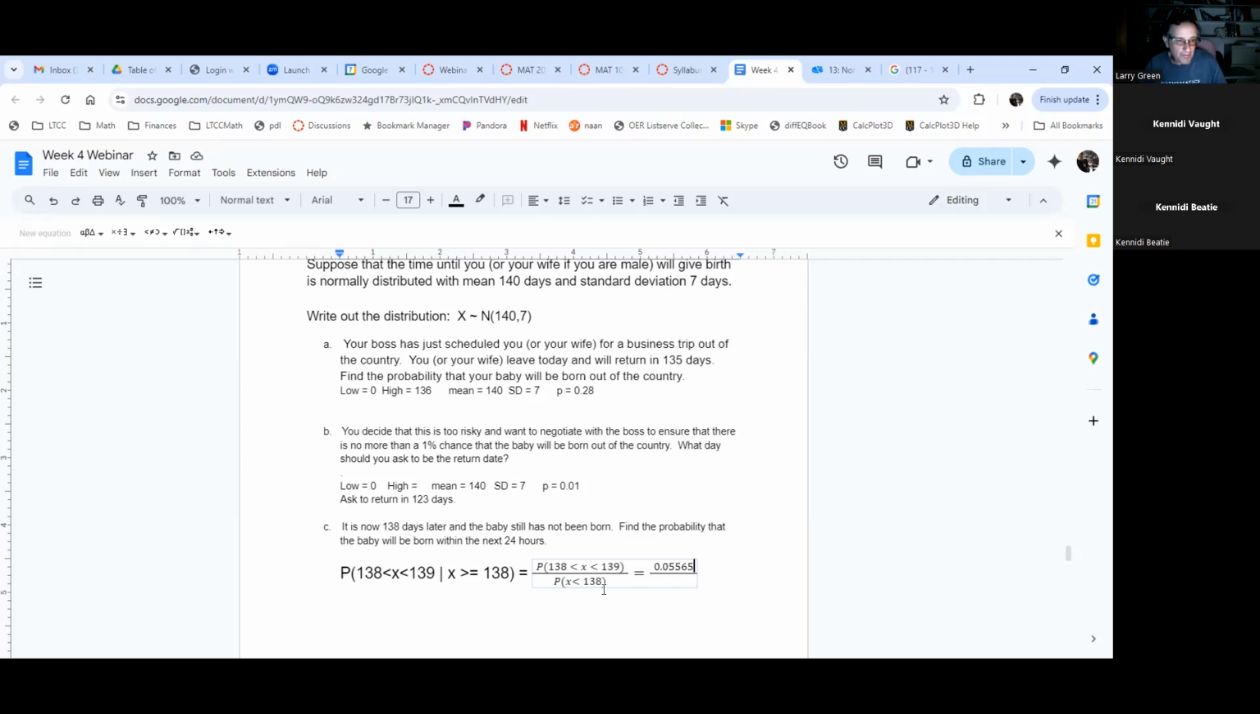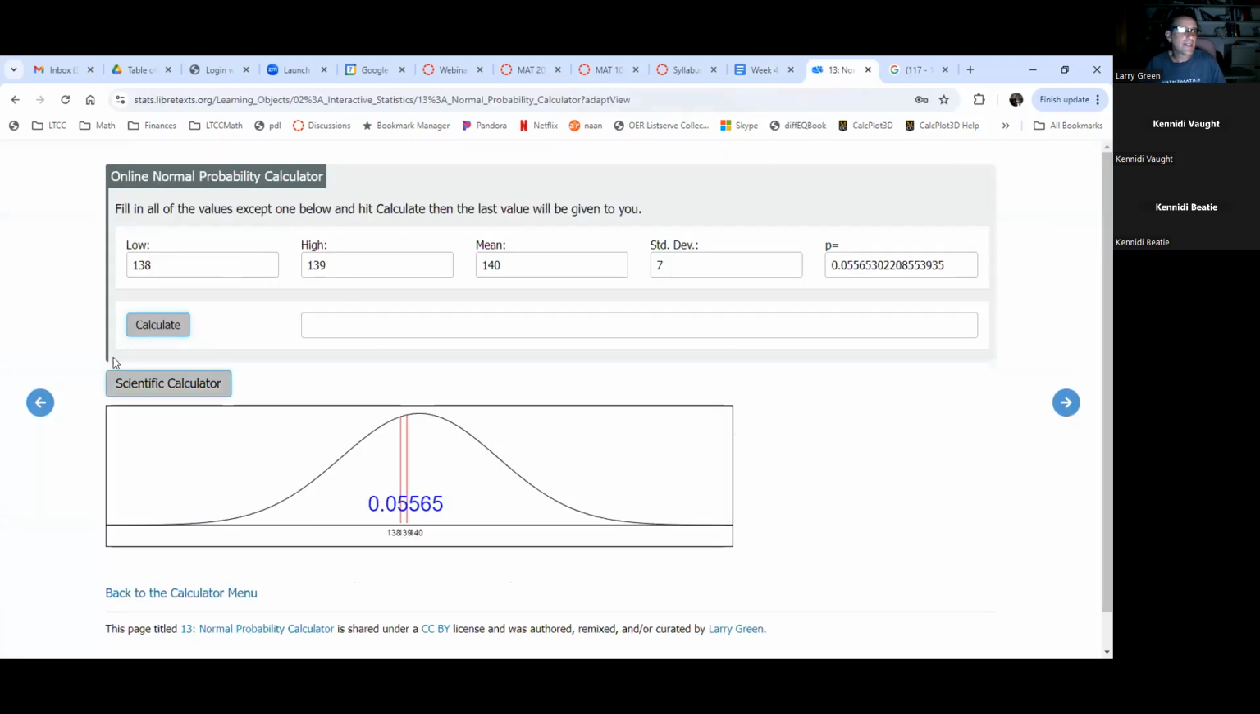Probability of being less than 138. That means the low is negative bunch of nines. The high is 138. And now we want the probability, so I leave the probability blank. Hit calculate: 0.3875 or so.